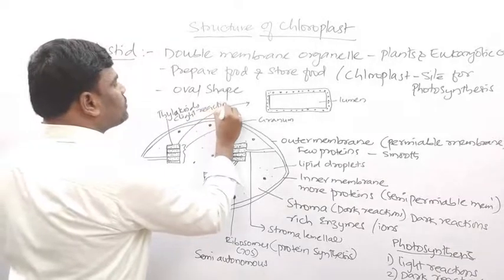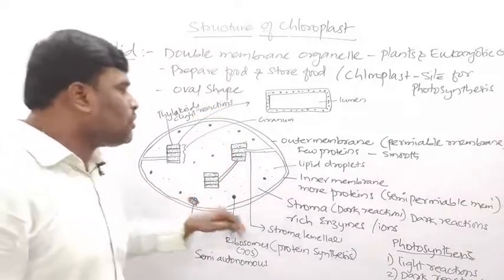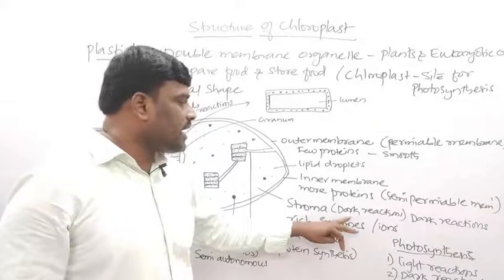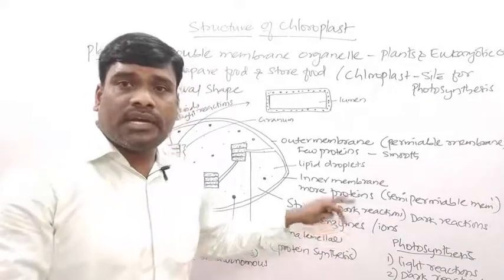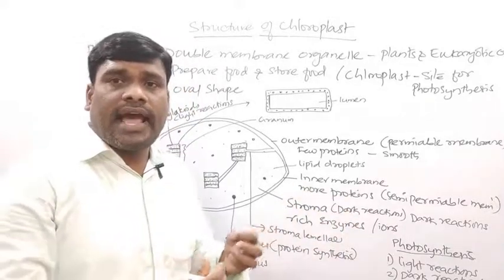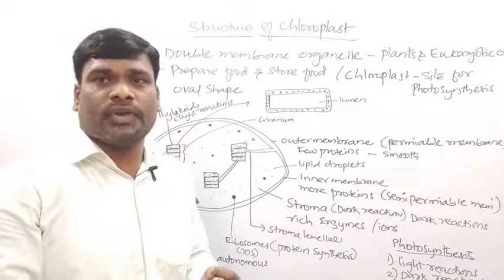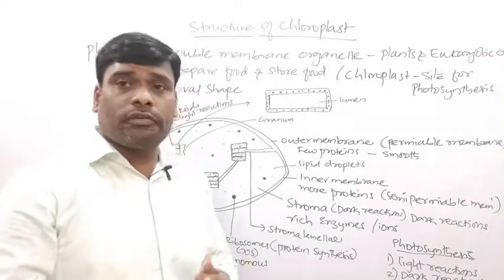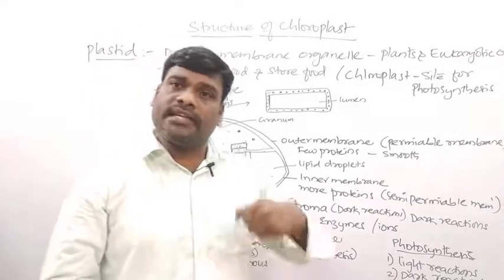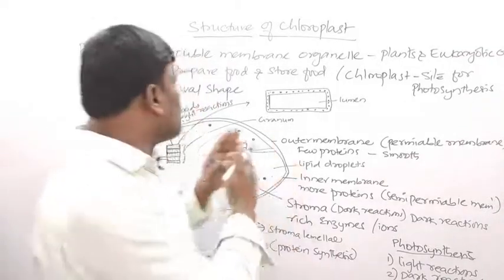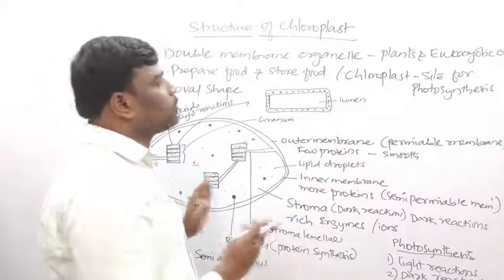So in the stroma, dark reactions occur, and in the thylakoids, light reactions occur. In this stroma, children, dark reactions take carbon dioxide and convert it into what, children? Carbohydrates or sugars. Okay, so the mechanism of photosynthesis we will learn in the next class, children. So this is about the structure of the chloroplast.